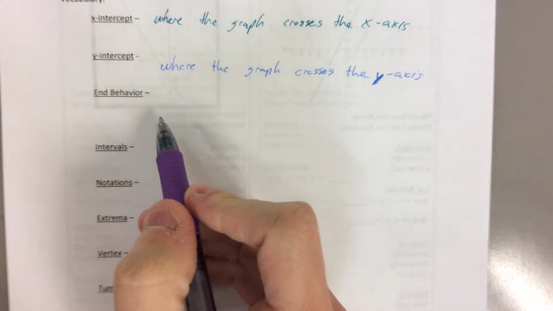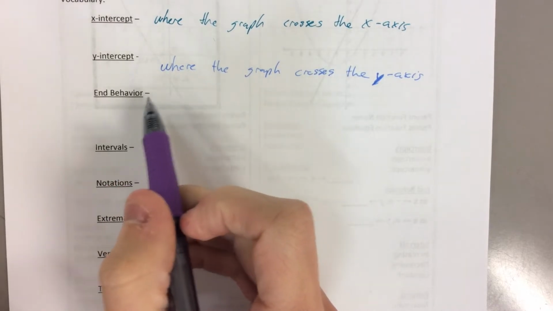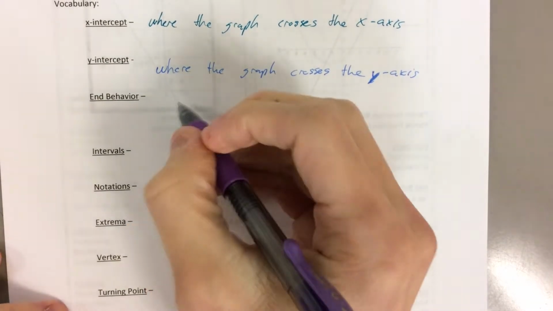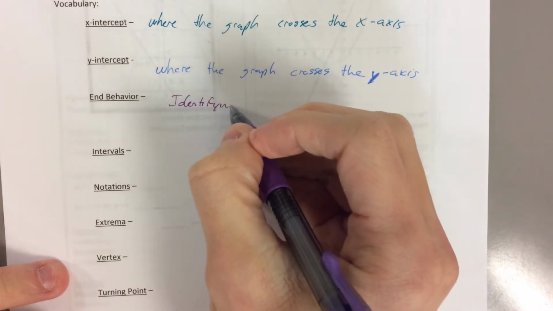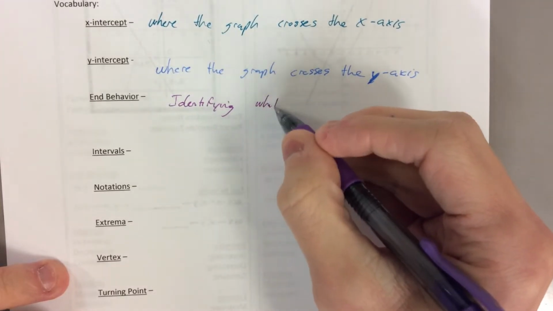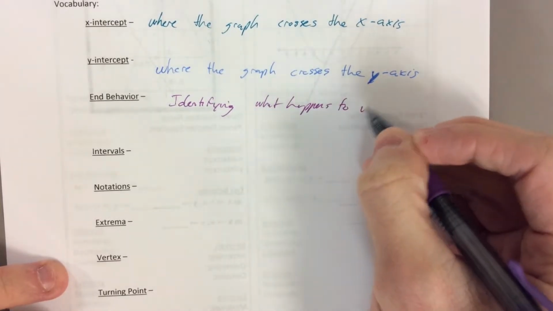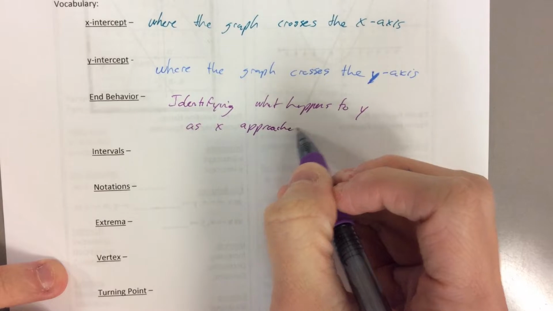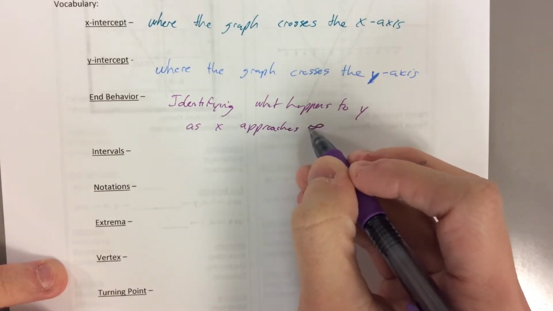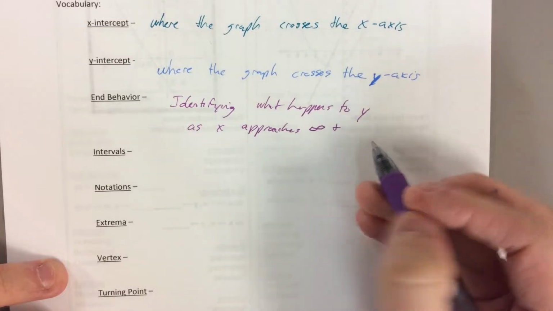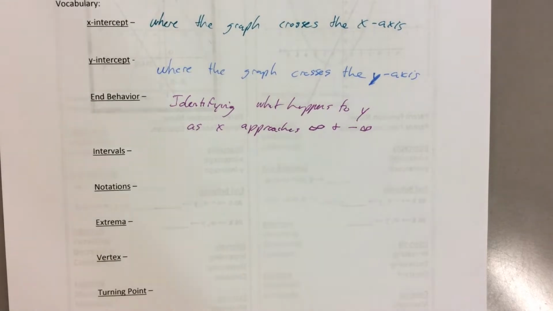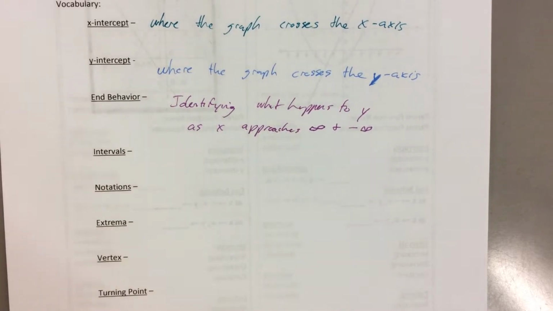End behavior, something maybe a little different, but actually it's just new terminology. So we've been working with this. But with end behavior, you're identifying what happens to y as x approaches infinity and negative infinity. So end behavior, you're identifying what happens to y as x approaches positive infinity and negative infinity.